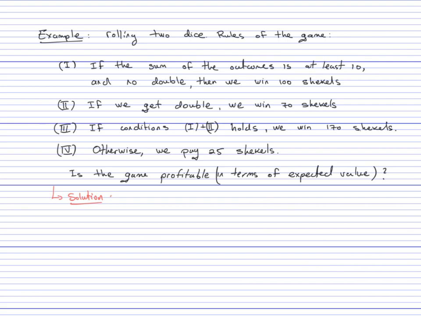Second one, if we get doubles, we win 70 shekels. If conditions 1 and 2 hold, we win 170 shekels. Otherwise, we need to pay 25 shekels. So here's the game. Here are the rules. Now we need to figure out if this game is profitable in terms of expected value.